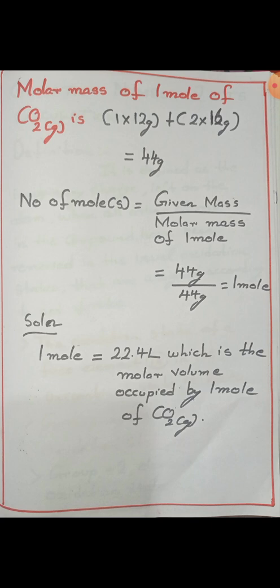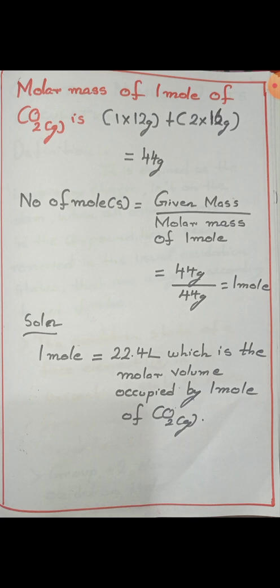Now we have to calculate the number of moles. What is the given mass as per the question? 44 grams. Molar mass of 1 mole is 44 grams. So 44 divided by 44 will give us the answer 1 mole. So 1 mole equals 22.4 liters, which is the molar volume occupied by 1 mole of carbon dioxide. Since carbon dioxide is a gaseous substance, we are quantifying the quantity of a chemical substance in the unit molar volume.